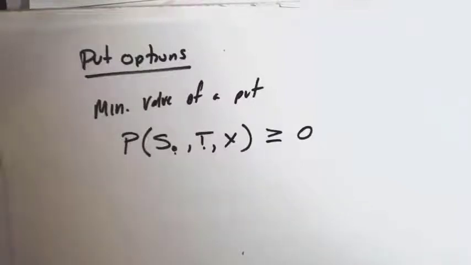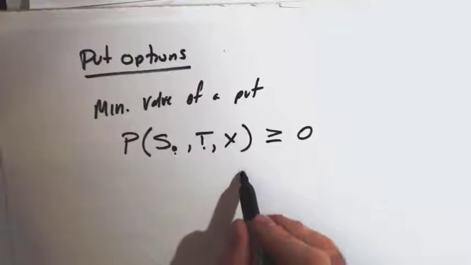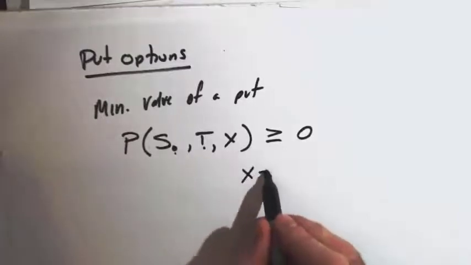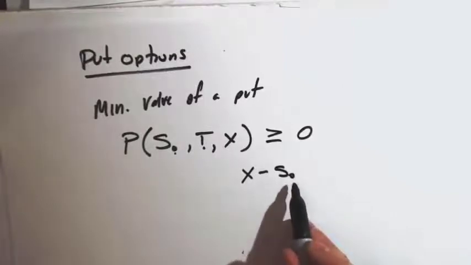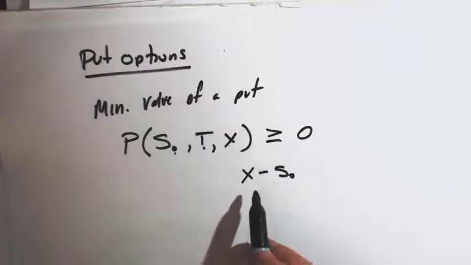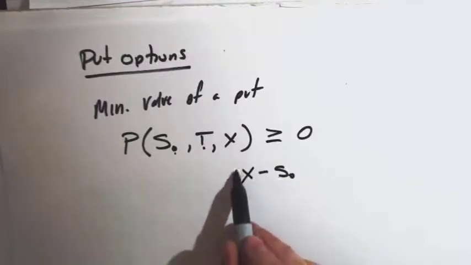And now remember, an American put can be exercised early, and you only exercise it when it's in the money. And so the payoff when an option is in the money, remember, is X minus the stock price at the time you exercise it. So notice there's an implicit positive sign.